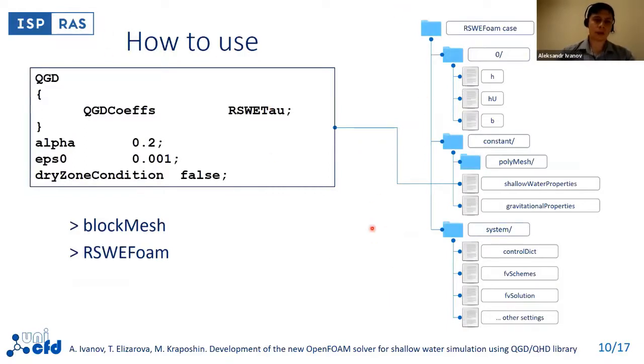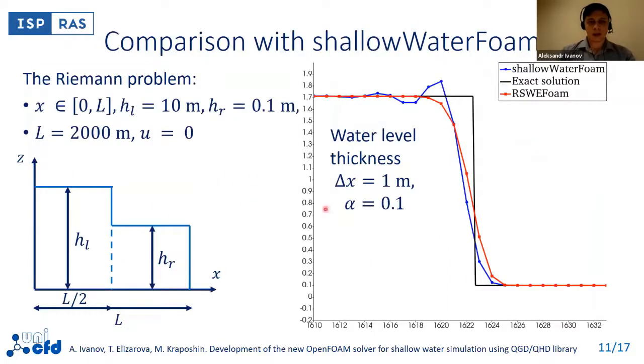The structure of the RSWE-FOAM case is quite the same as the basic OpenFOAM case structure, but a new dictionary appears, shallowWaterProperties. It includes the basic QGD dictionary, which is obligatory for the QGD solver framework, and also parameters and coefficients, like alpha, a tuning parameter for tau calculation, and epsilon and a flag for the resonant condition. I will tell you about it later. So let's have a look at several examples. The first one is the Riemann problem, and you can see the problem statement on the slide.